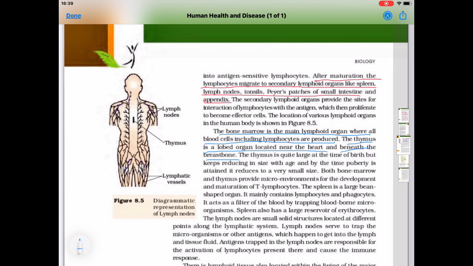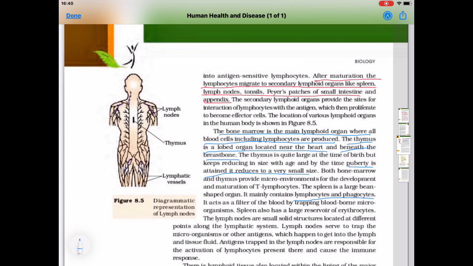The thymus is quite large at the time of birth but keeps reducing in size with age, and by the time puberty is attained, it reduces to a very small size. In small children, the thymus gland is large in size, but in adults or old persons, the thymus is reduced in size. That is why elderly persons have less immunity, because their thymus gland is very much reduced in size. Both bone marrow and thymus provide microenvironments for the development and maturation of T lymphocytes. The spleen is a large bean-shaped organ. It mainly contains lymphocytes and phagocytes.